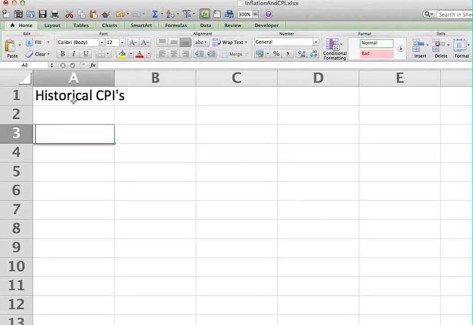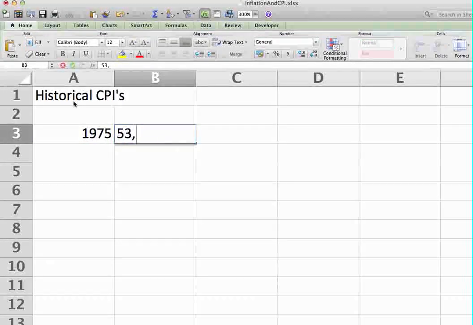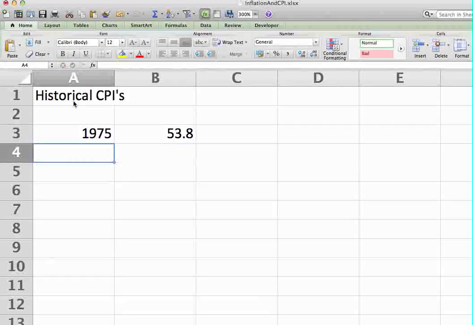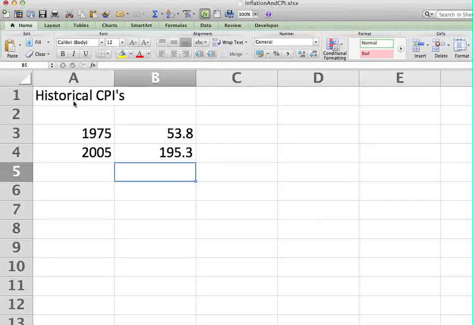Turns out that back in 1975, based on the source that I have, the CPI for the United States was 53.8. And in 2005, the CPI, the average CPI, this is really an average thing, in the United States was 195.3. Okay, what do these numbers mean? Well, basically, these are called index numbers. The CPI is an example of an index number, and it's a way of measuring, in this case, relative prices of things.